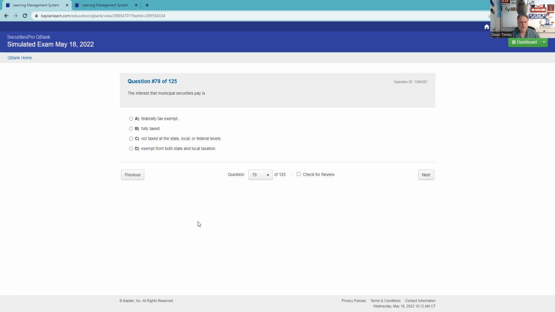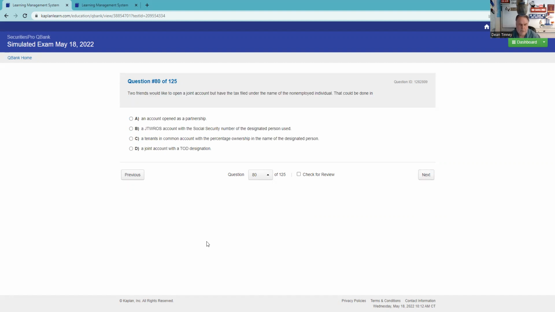The interest municipal securities pay. Now, without telling me where you live and what kind of bond you're buying, I can only tell you they're federally tax exempt. Whether they're state, local, or federal, or state and local, I need to know where you live and what kind of bond you're buying. I need to determine suitability.